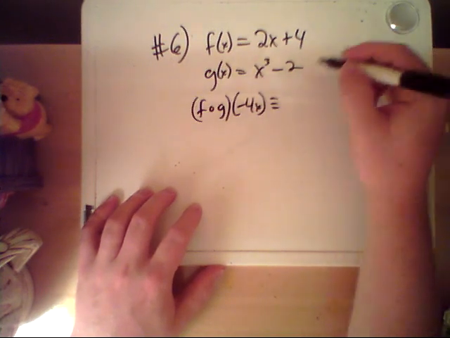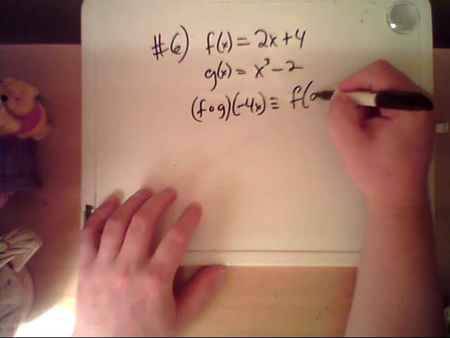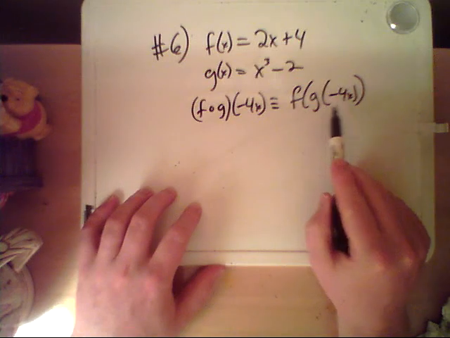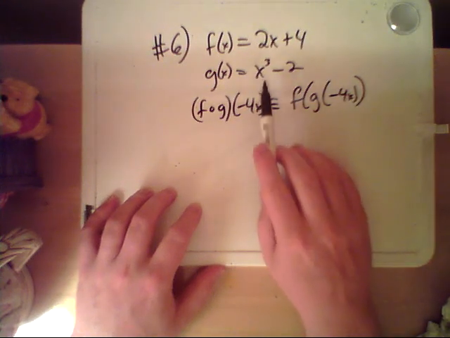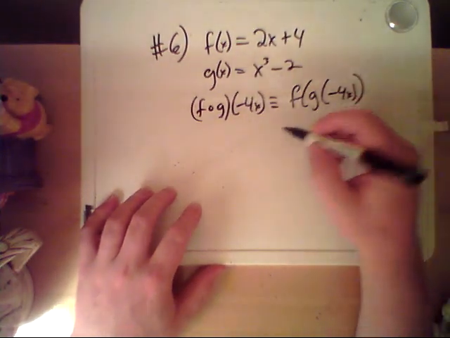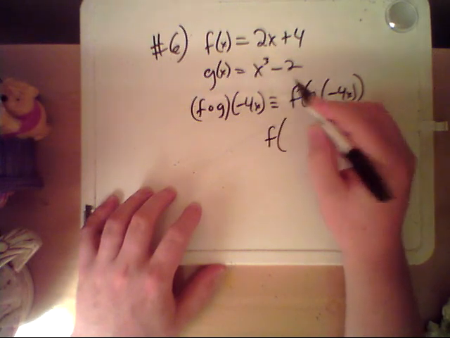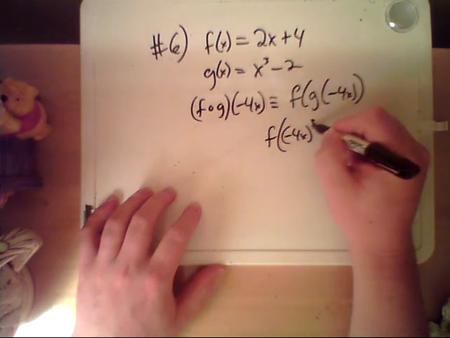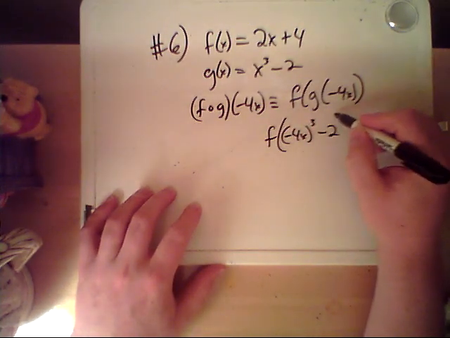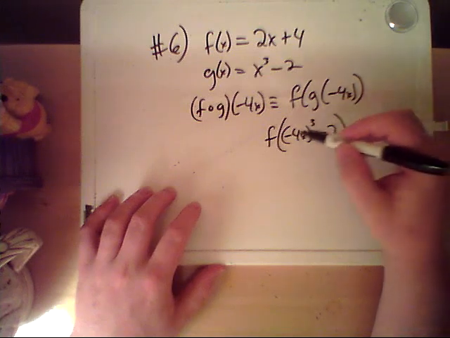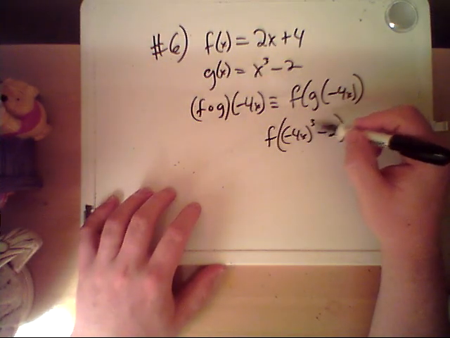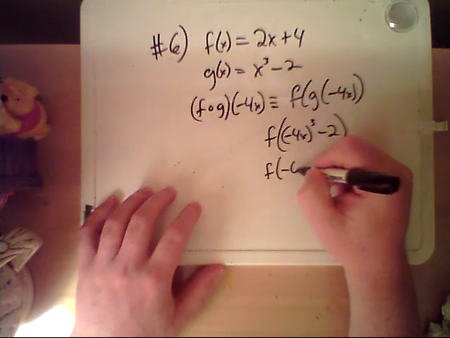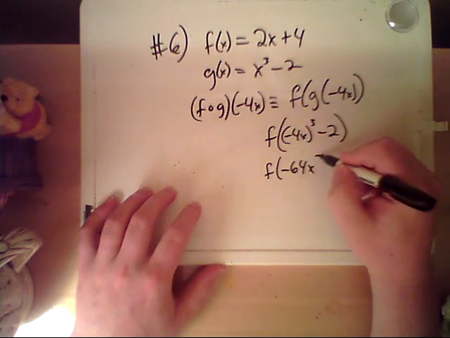We'll rewrite that as f of g of negative 4x. So we go from the inside out. G of negative 4x is going to be negative 4x all to the third minus 2, which, 4 to the third is negative 64. So it'll be negative 64x to the third. So it'll be f of negative 64x to the third minus 2.